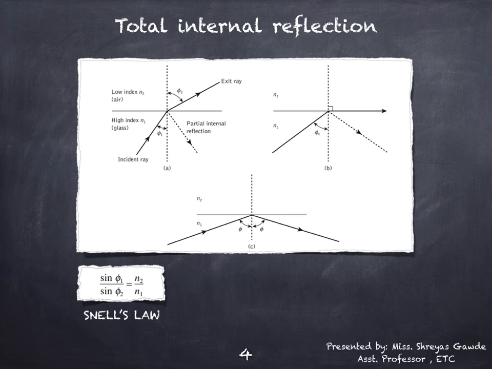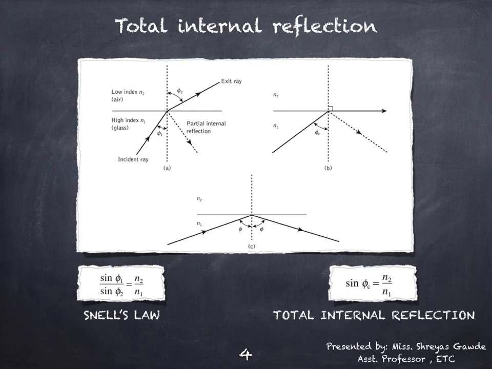This is the limiting case of the refraction, and the angle of incidence is now known as the critical angle, which is denoted by phi c as shown in figure B. The value of the critical angle is given by sine phi c equals n2 by n1. At angles of incidence greater than the critical angle, the light is reflected back into the originating dielectric medium, and this phenomenon is called total internal reflection.